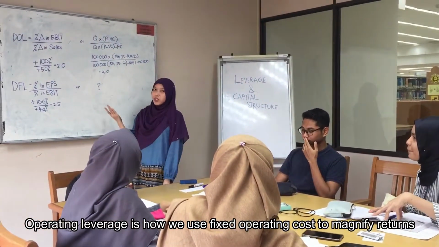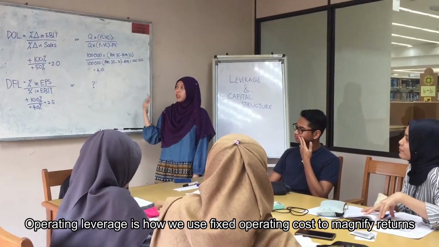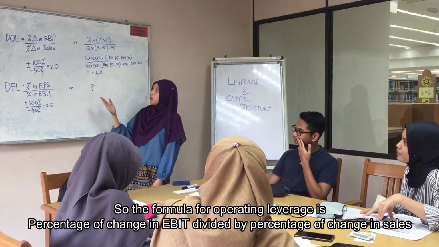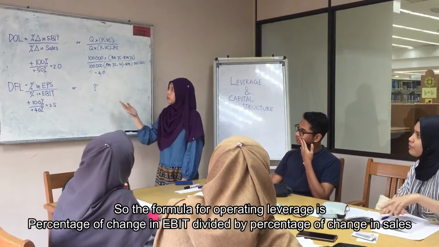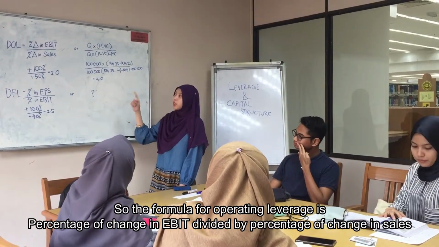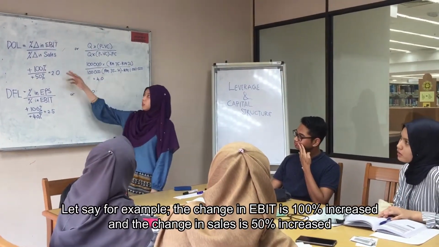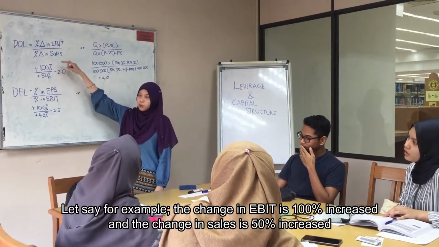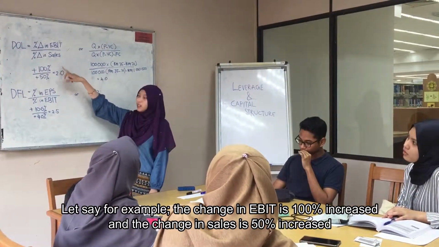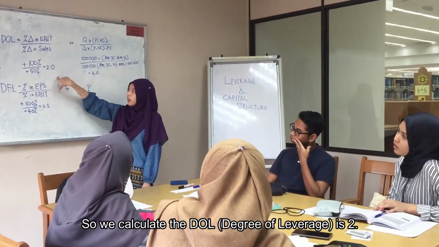Operating leverage is how we use fixed operating costs to magnify returns. So the formula for operating leverage is percentage of change in earning before interest and tax divided by percentage of change in sales. Let's say, for example, the change in EBIT is 100% increase and the change in sales is 50% increase. So when we calculate, the DOL is 2.